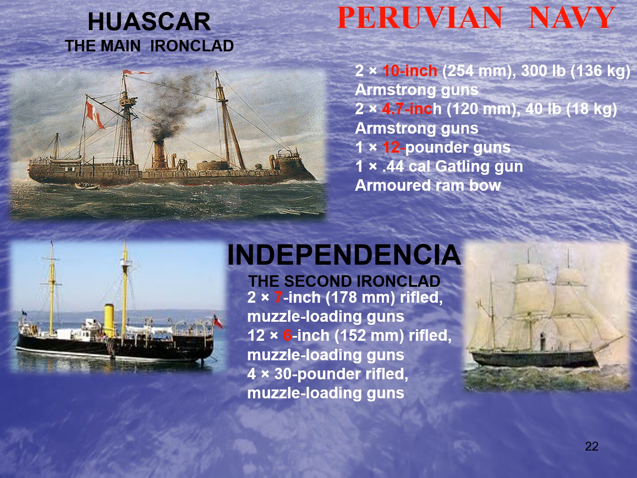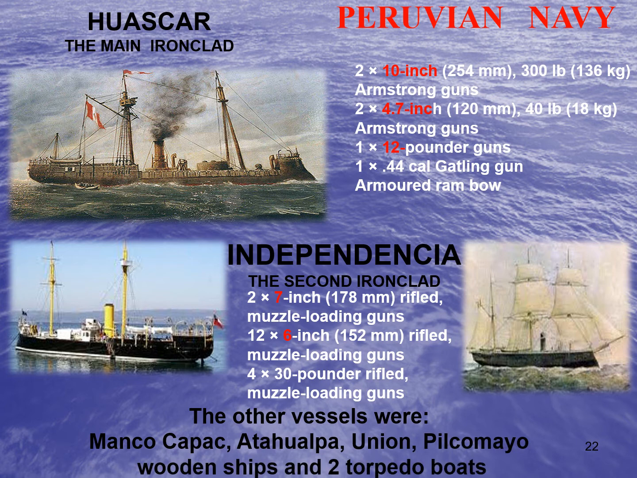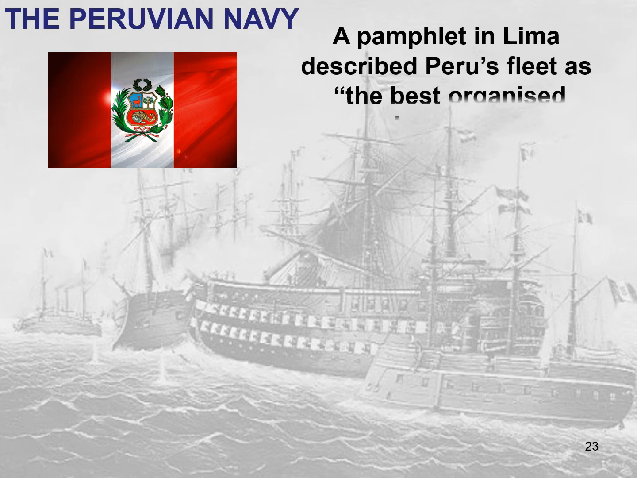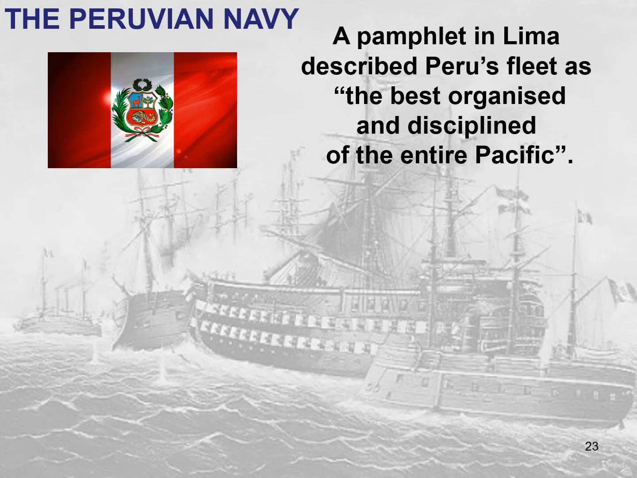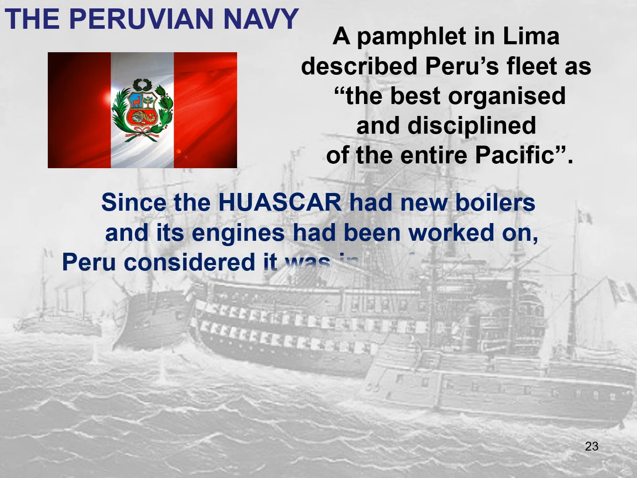The Peruvian Navy also had two ironclads. Huáscar was its main ironclad, and Independencia was the second one. The other vessels were the Manco Cápac, the Atahualpa, Unión, Pilcomayo, wooden ships, and two torpedo boats. A pamphlet in Lima described Peru's fleet as the best organized and disciplined of the entire Pacific. Since the ironclad Huáscar had new boilers and its engines had been worked on, Peru considered it was in perfect condition.